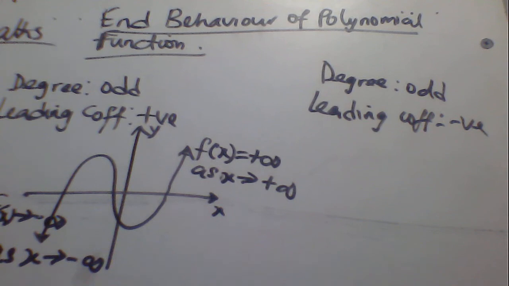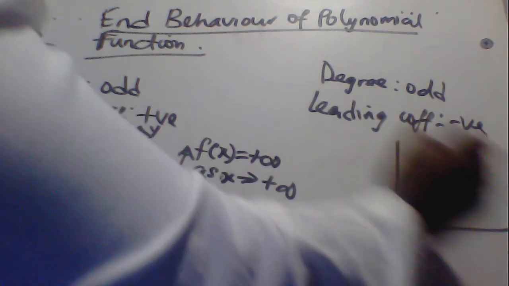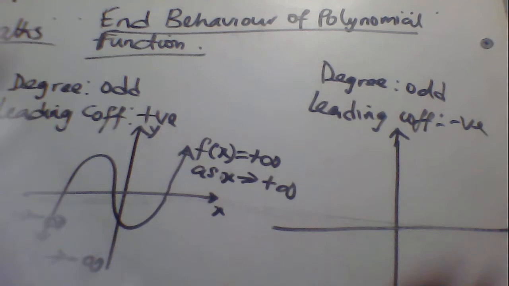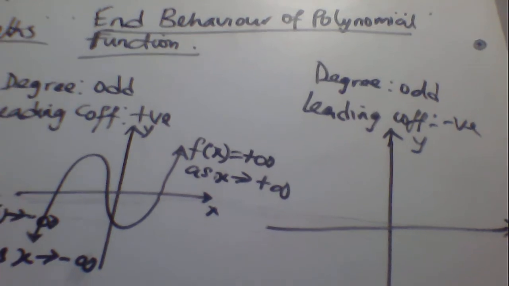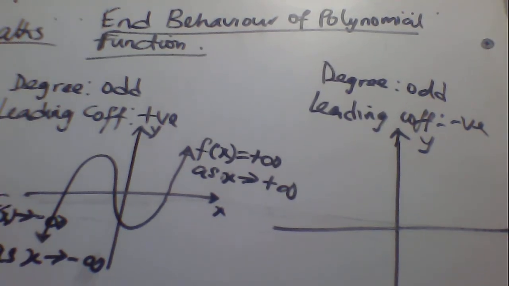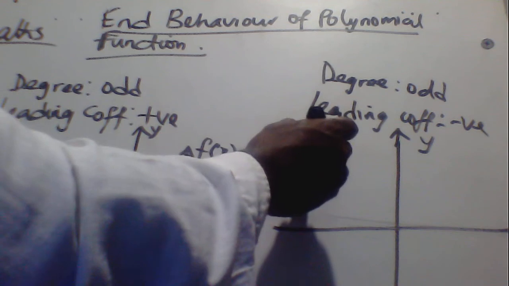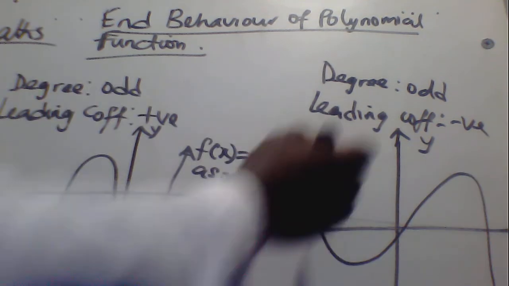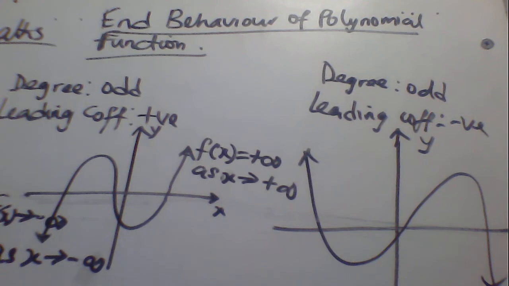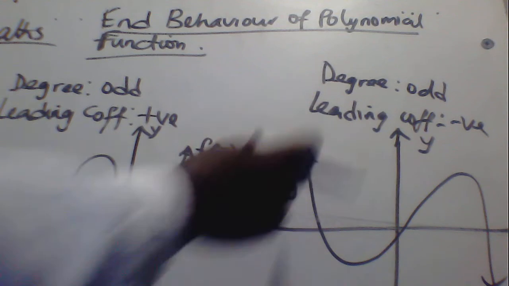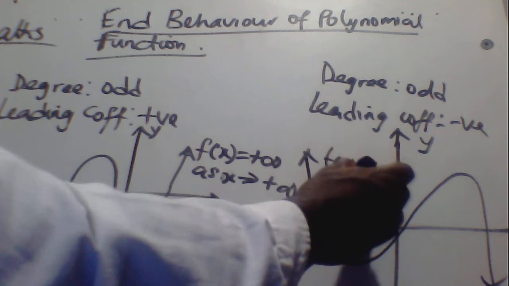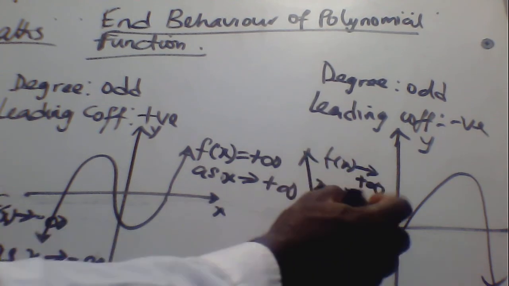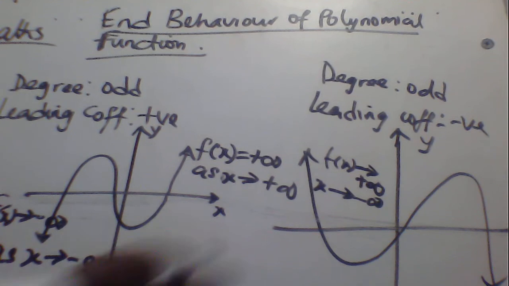So in this case, we can draw the graph. Here is y axis, here is x axis. The graph will look like this. See the difference between the two graphs? If the degree is odd and the leading coefficient is negative, pointed at this side, f of x will tend to positive infinity as x tends to negative infinity at this point.